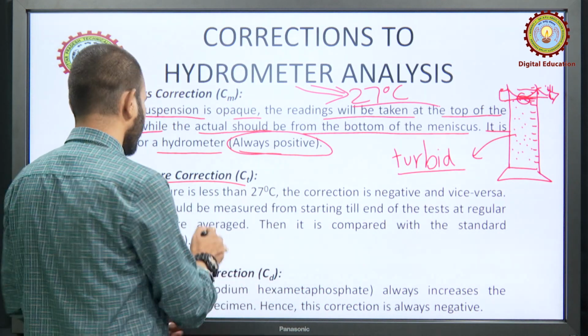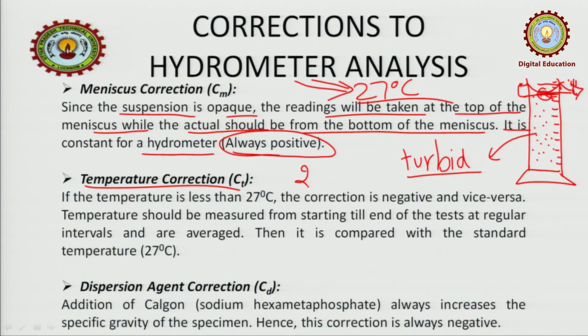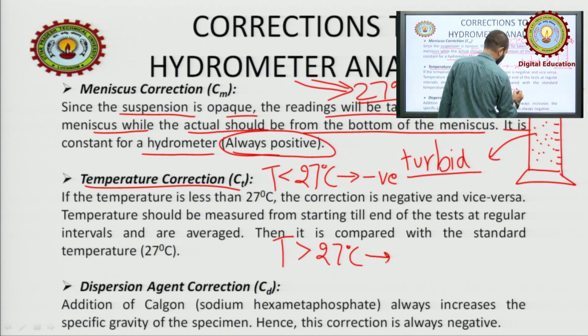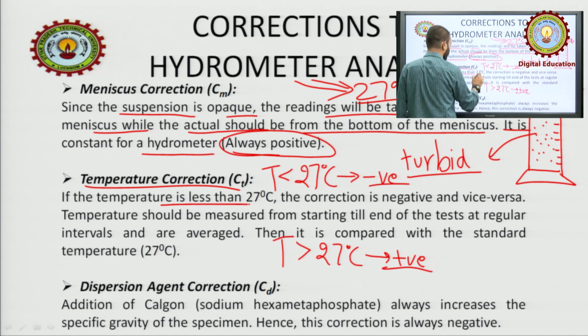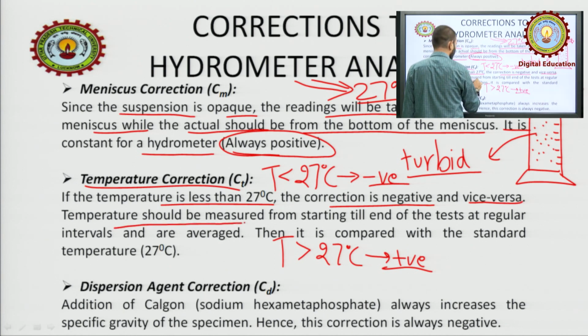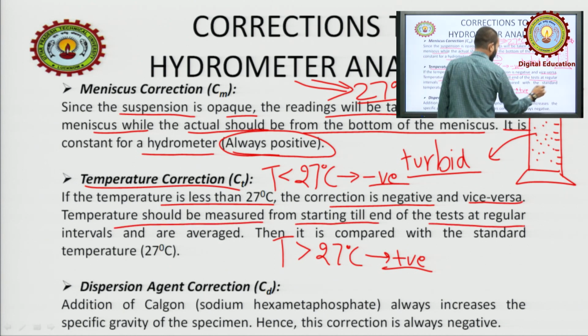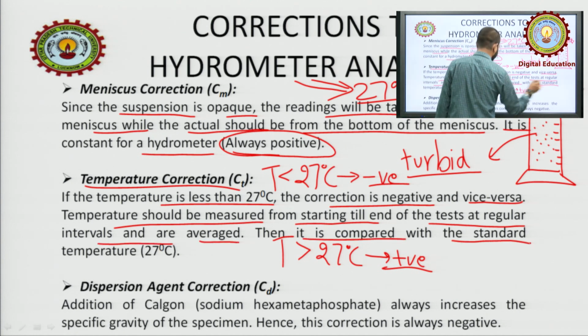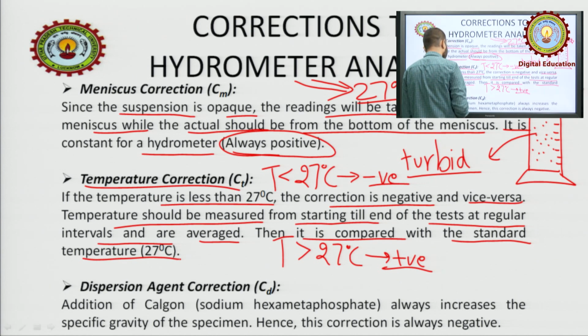So you can see if the temperature T is less than 27 degrees centigrade, then it will have a negative correction, and if the temperature is greater than 27 degrees centigrade, then you have to apply the positive correction, okay. You can see here also, temperature less than, then the correction will be negative, and vice versa, okay. Temperature should be measured from the start till the end of the test at regular intervals and averaged. Then it is compared with the standard temperature, that is 27 degrees centigrade.